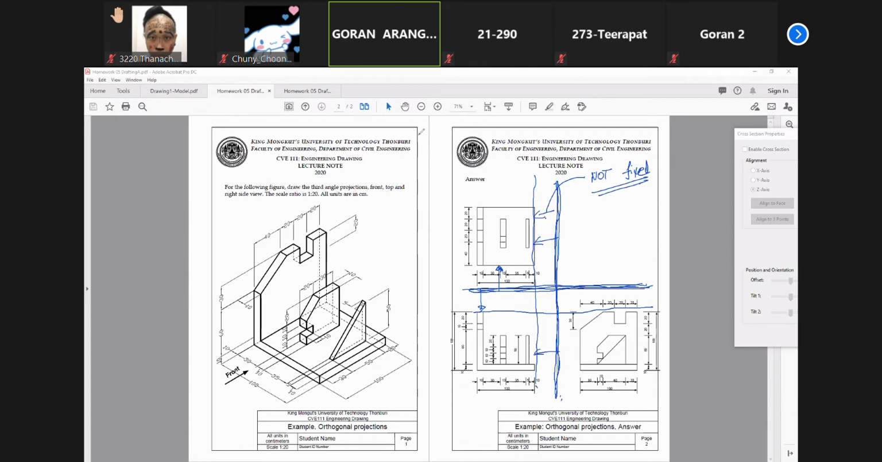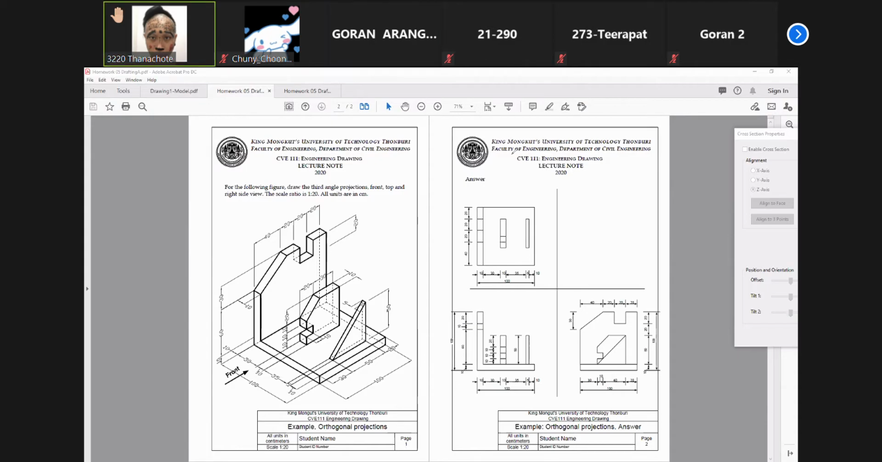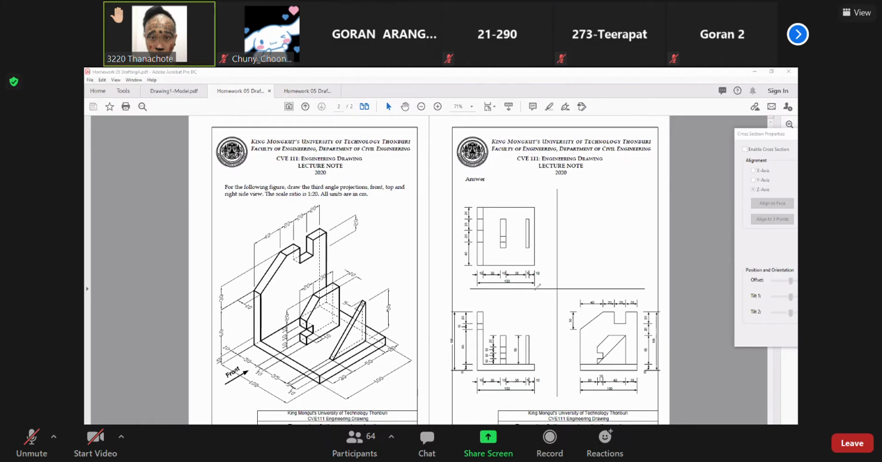Okay, so that would be all regarding the explanation for this. Yes. Should I draw the scale? So that everything, yes, okay?